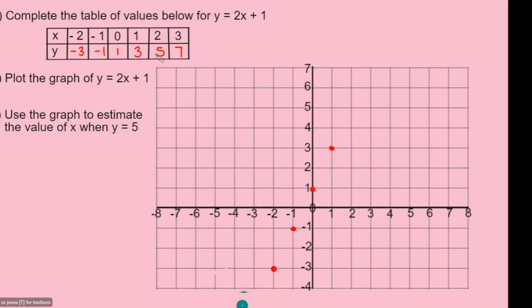Good. The next pair of coordinates, when x is 2, y is 5. So come up here. And finally, when x is 3, y is 7 here.